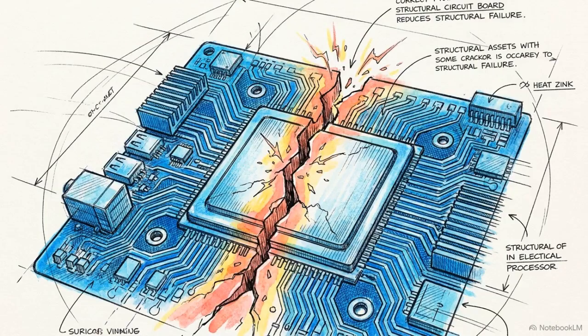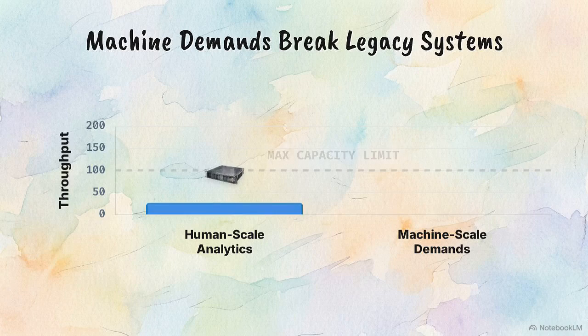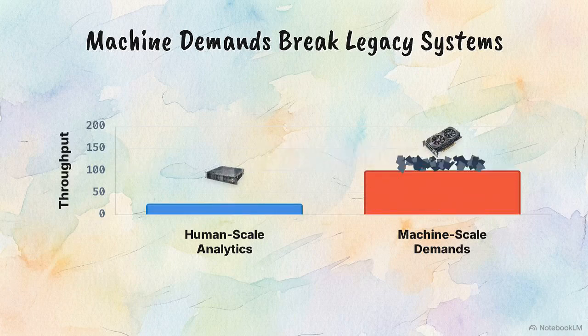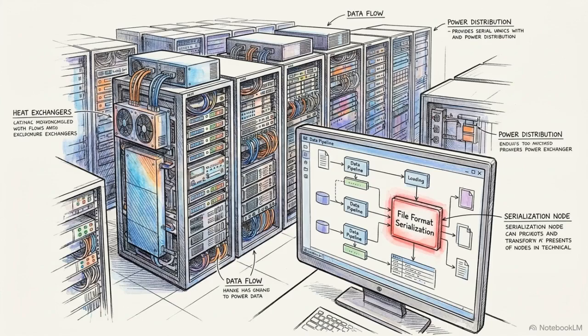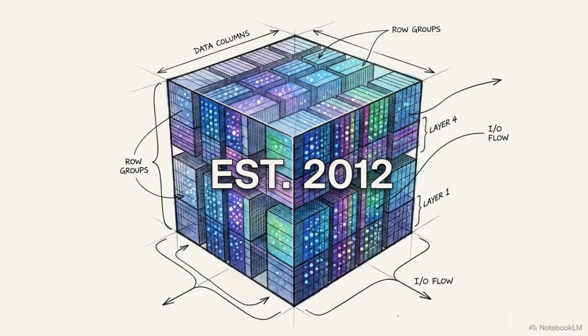Pushing data at this volume reveals a structural fracture. Architectures designed for human-scale analytics fail under the demands of machine-scale throughput. Trace the lag in modern AI infrastructure, and you arrive at the foundational open-source file formats currently holding the world's data. Specifically, the industry standard for the last 12 years has been Parquet. Its internal design now serves as a throttle on modern machine learning workflows.